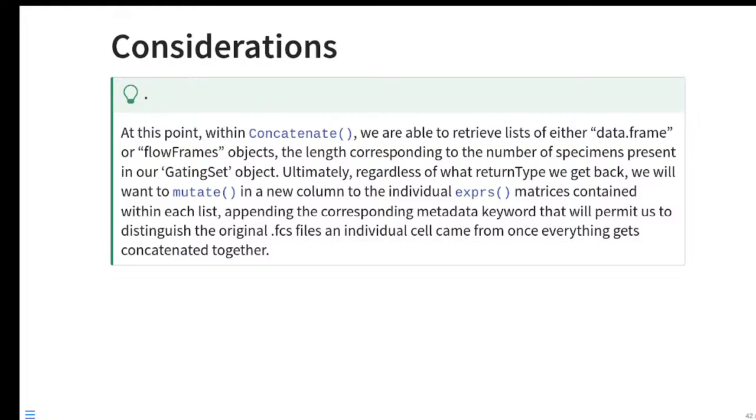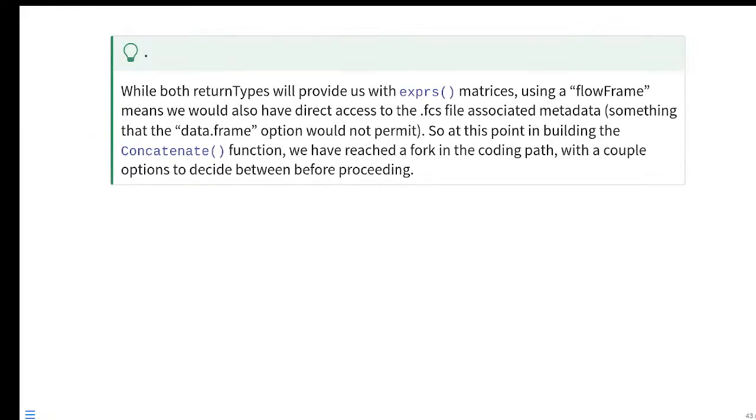So ultimately, regardless of what return type we get back, we will want to end up mutating a new column to the individual exprs matrices that are contained within each of these lists, and append the corresponding metadata keyword that will basically allow us to pinpoint the original FCS files that an individual cell came from once everything gets smushed together, gets concatenated together. So while both return types will provide us the exprs matrices, using a flow frame means that we can still have direct access to the FCS file associated metadata, something that the data frame option would not permit since it's lost all that additional context.